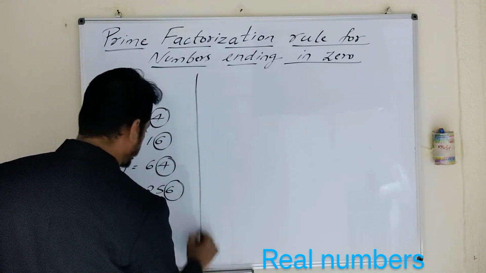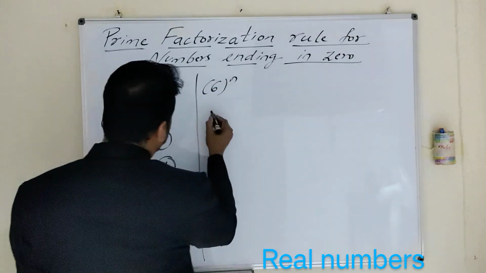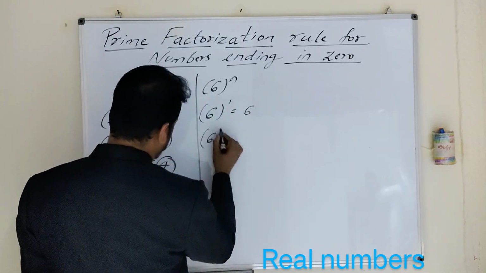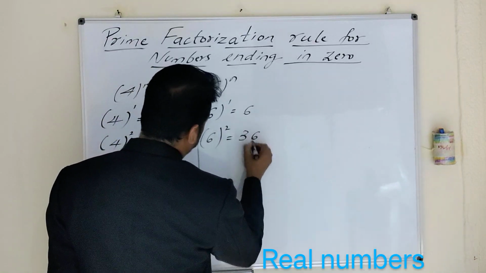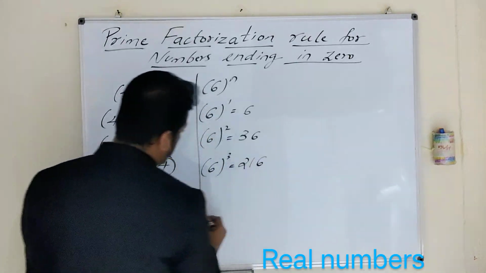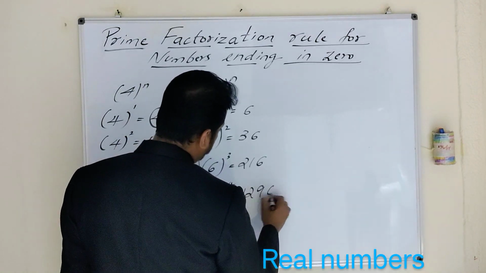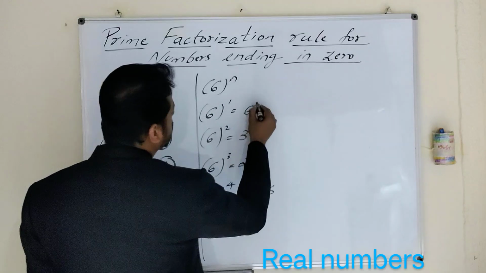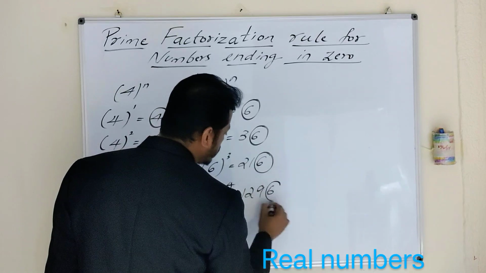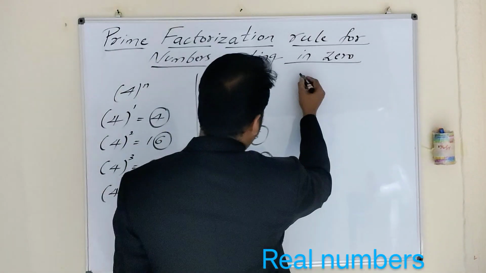Let us take one more example. Let us take the number 6 raised to n. For n equals 1, 6 raised to 1 is 6. 6 raised to 2 is 36. 6 raised to 3 is 216. And 6 raised to 4 is 1296. Here, for any value of n, the number 6 raised to n ends with 6. So from this pattern also we can see that for any value of n, the number does not end with 0.